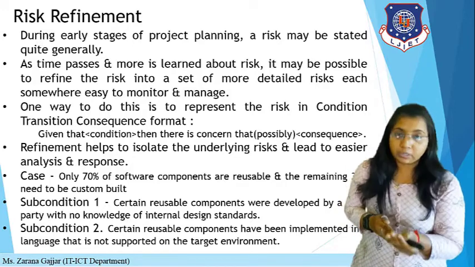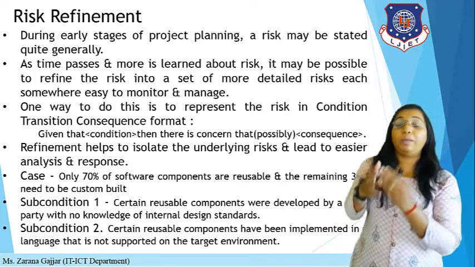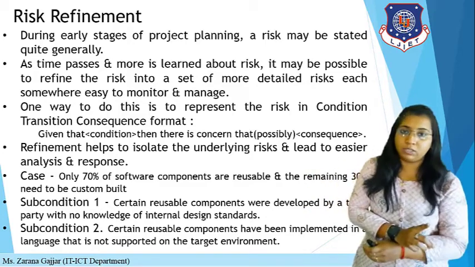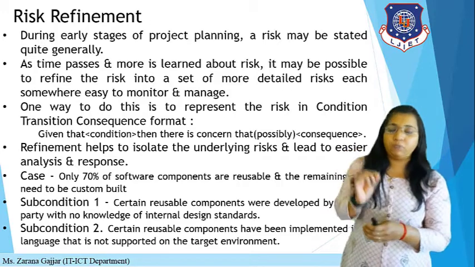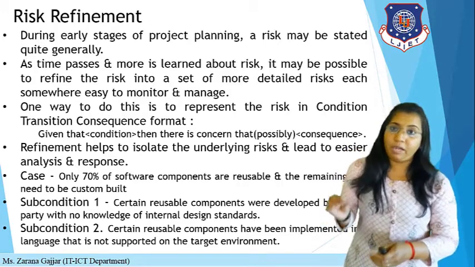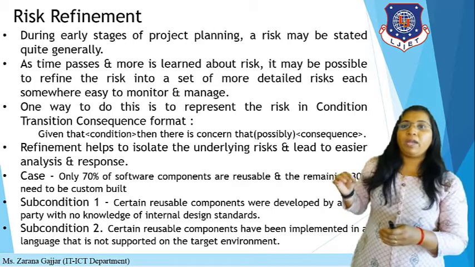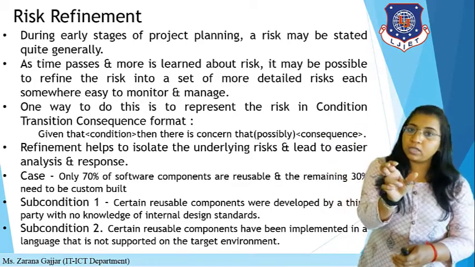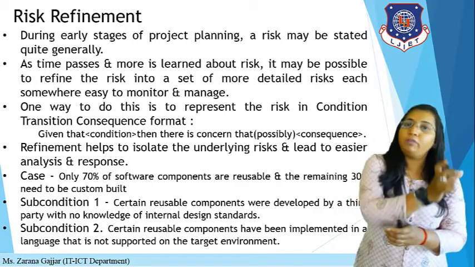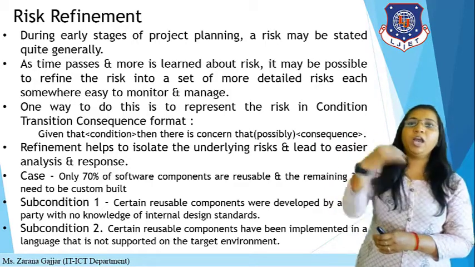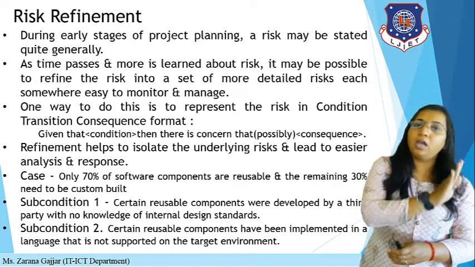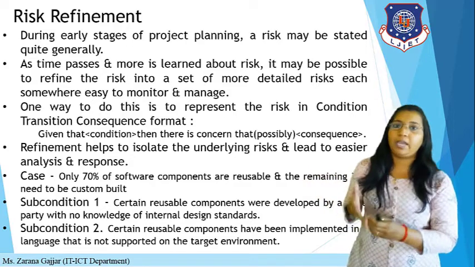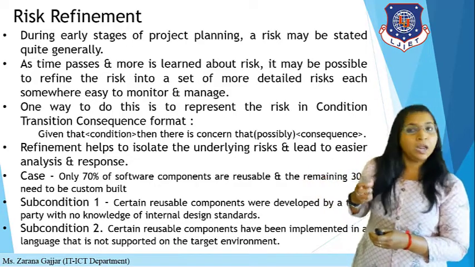One way to do this is to represent the risk in CTC, that is condition-transition-consequences format. CTC is one of the formats for risk refinement. What is the format? Given that you have to define a condition, then there is a concern, that is possibly, and then after that the consequences. So here: condition, transition and the consequences. Refinement helps to isolate the underlying risk and leads to easier analysis and response.